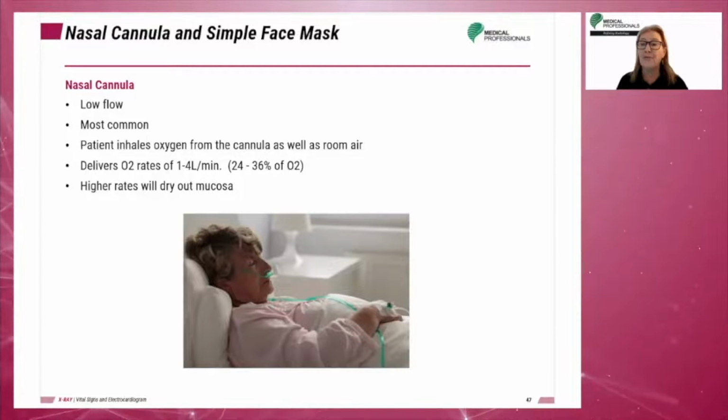Oxygen flows from the cannula into the patient's nasopharynx, which acts as an anatomic reservoir. The fractional concentration of inspired oxygen varies with the patient's inspiratory flow. This system can deliver oxygen rates of 1 to 4 liters per minute, which is 24 to 36% oxygen. Higher rates would dry out the mucosa.